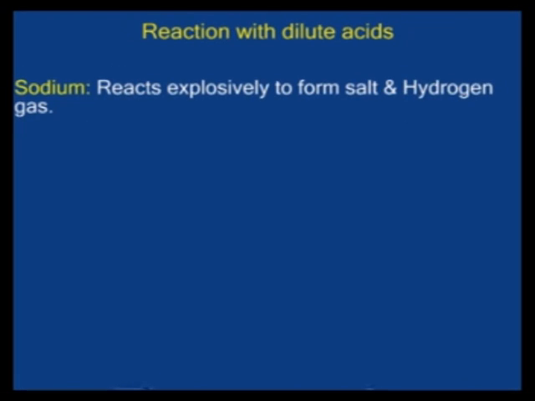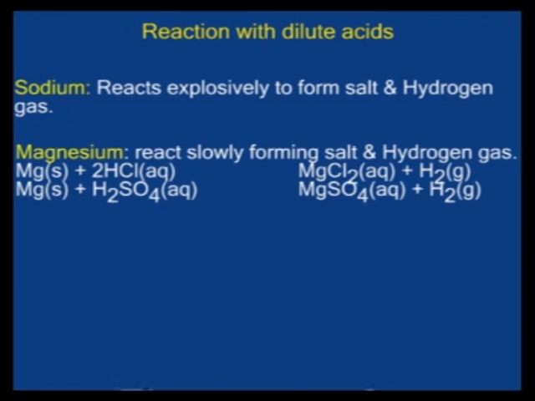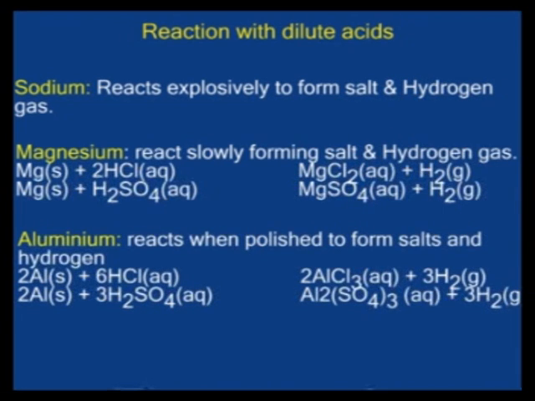Reactions with dilute acids. Sodium reacts explosively with dilute acids, and this experiment cannot be done in a school laboratory. Magnesium will react with both dilute hydrochloric acid and sulfuric acid to form a salt and hydrogen gas. When polished, aluminium reacts with dilute acids to form a salt and hydrogen as well. And again, the reactivity decreases from sodium to aluminium. For the other elements in period 3, they do not react with dilute acids.